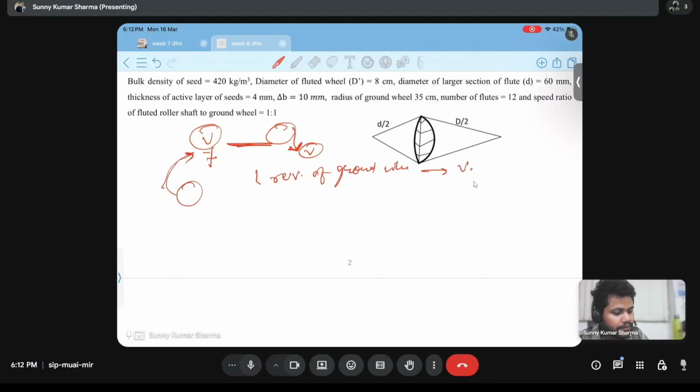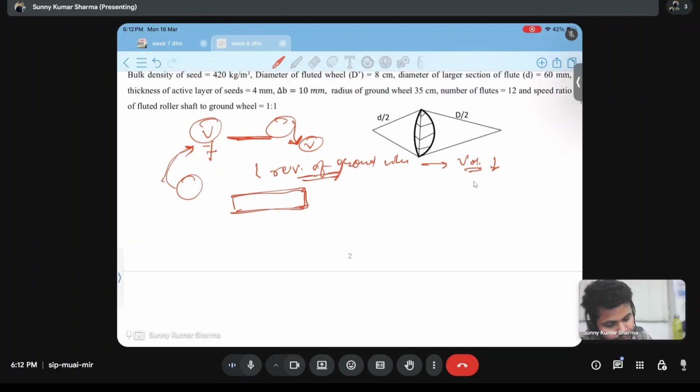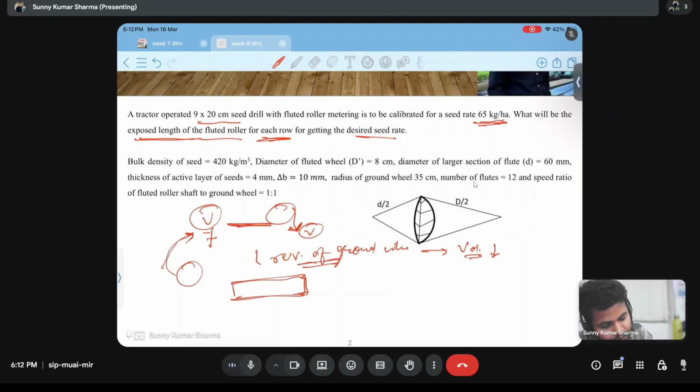what is the volume coming out from the plant? For that, we need to know what is the area covered in one dimension ground. So this is 9 into 20 centimeters square.